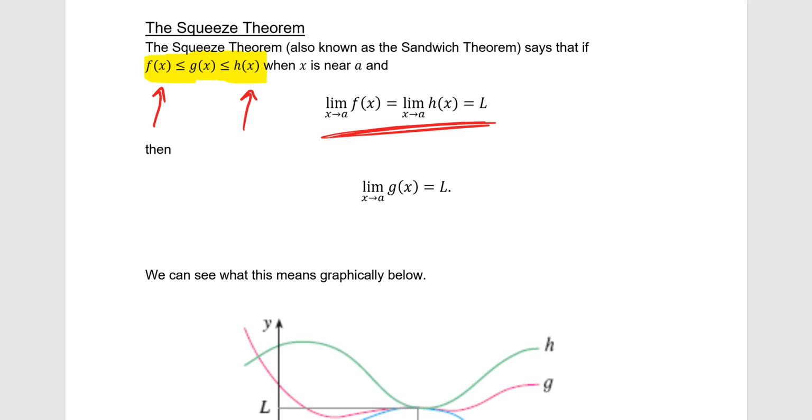Since our function is sandwiched between them, then our limit for our function also has to equal that L value. So hopefully that makes sense. If we have one function between 2 other functions, then our y value has to approach the other ones' y values if ours is directly squished between them.